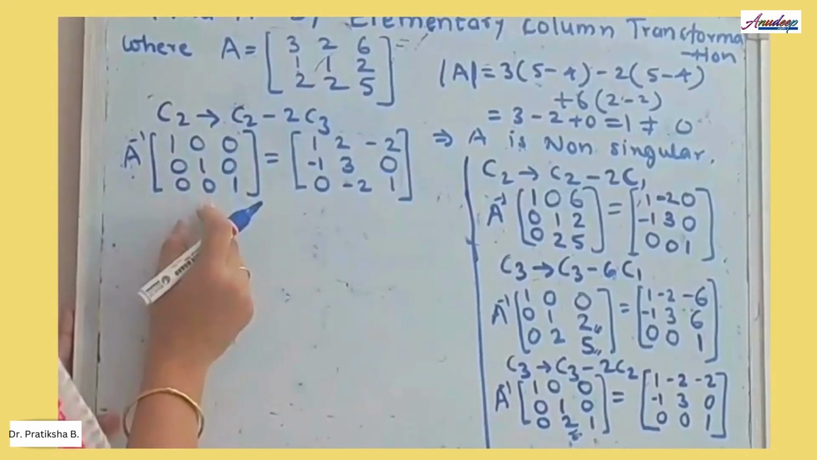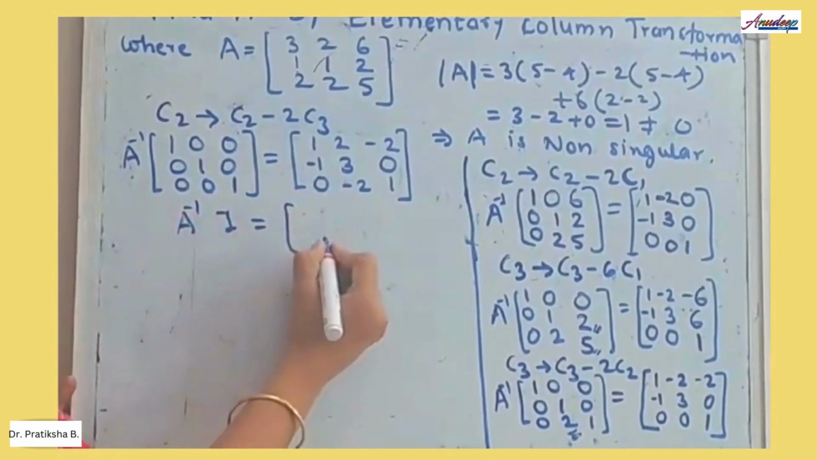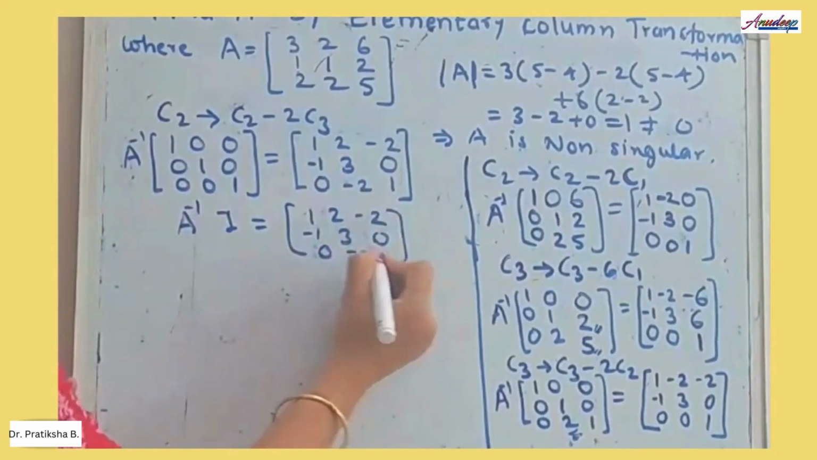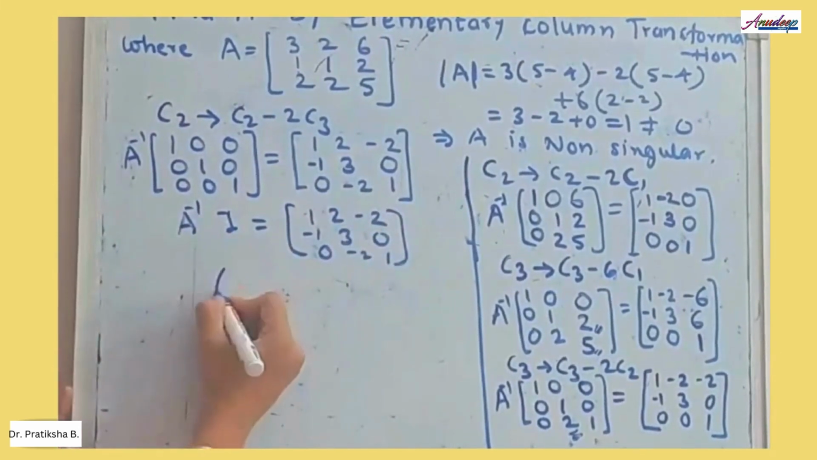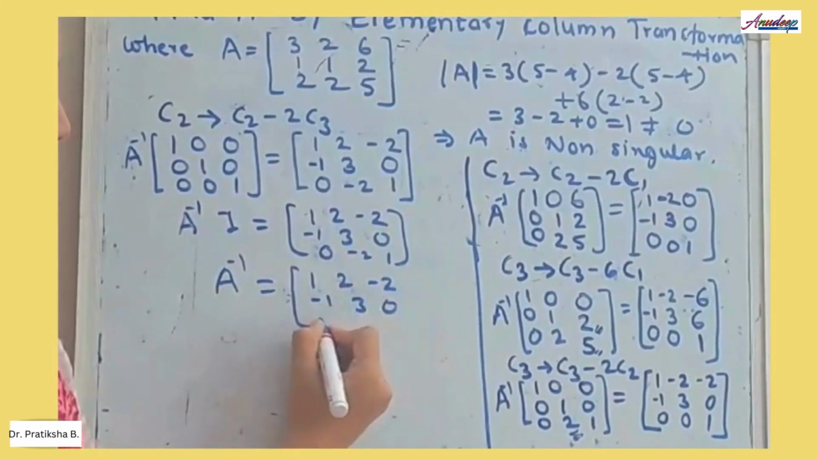And now as you can identify, this is nothing but the identity matrix. So A inverse into I will be the matrix that we have obtained just now. And because it is multiplied by the unit matrix I, this is the final answer for the A inverse for the given matrix.